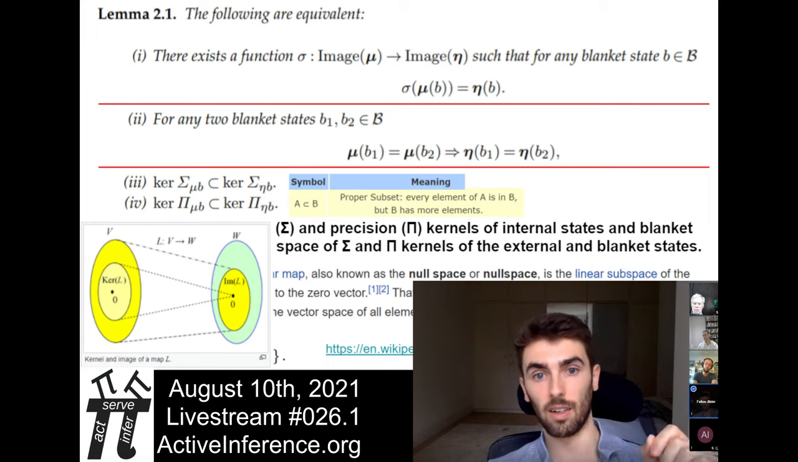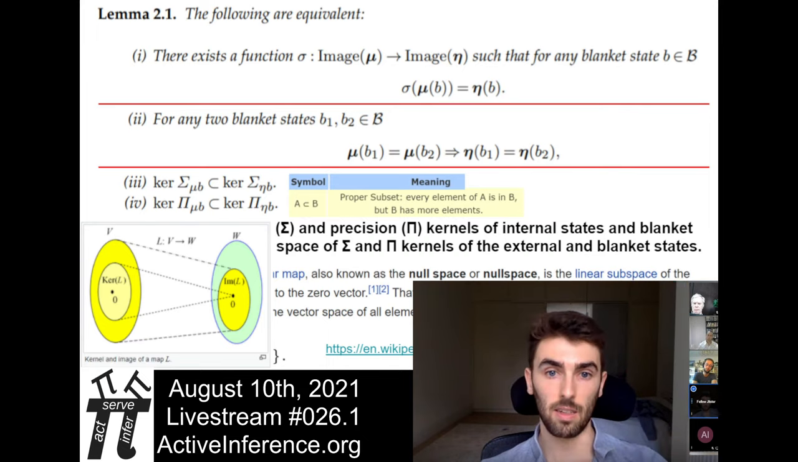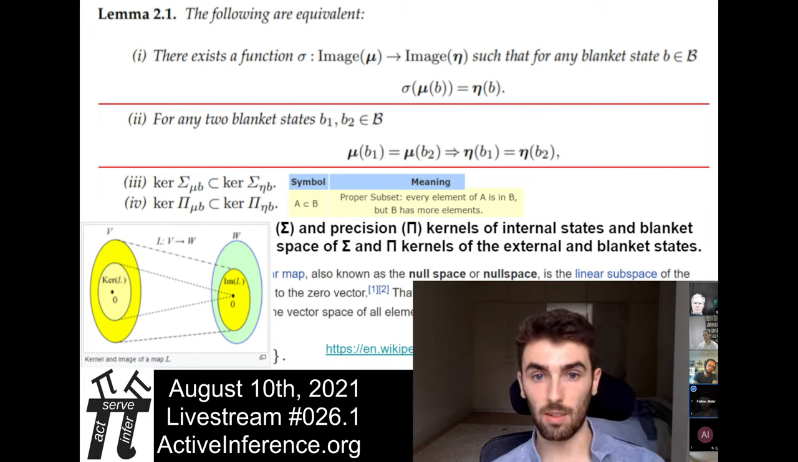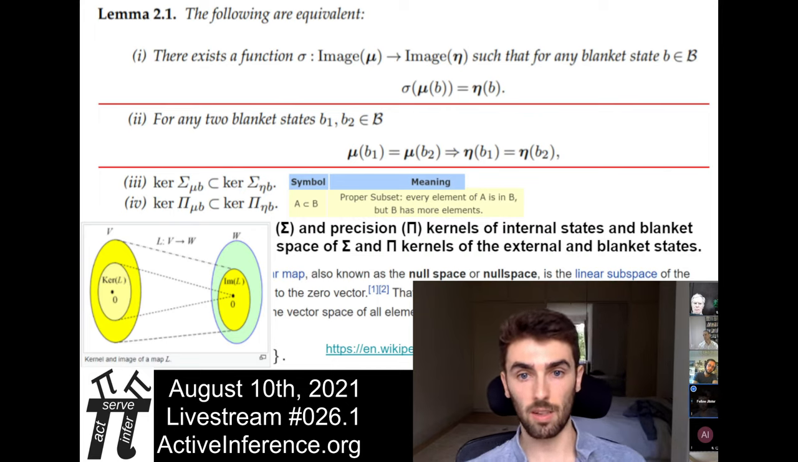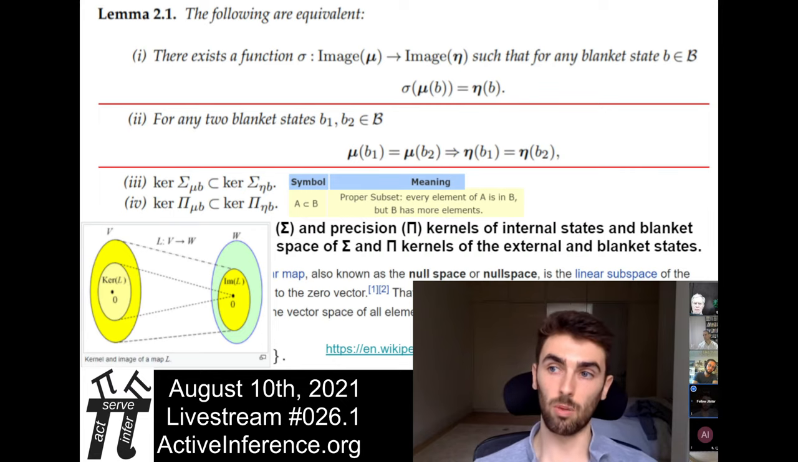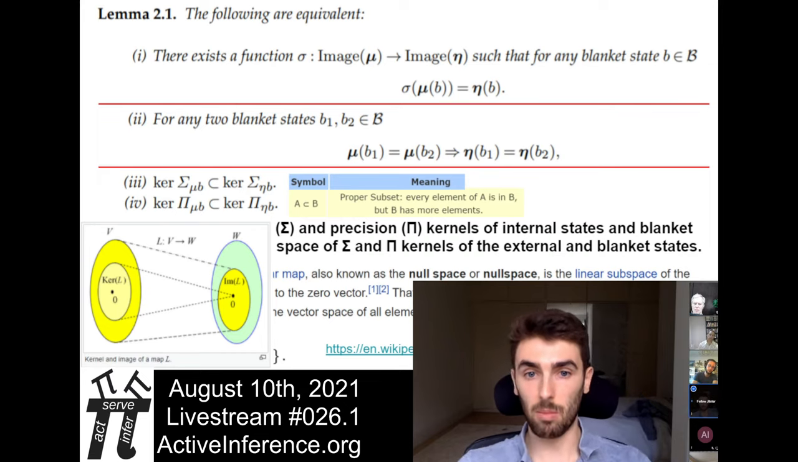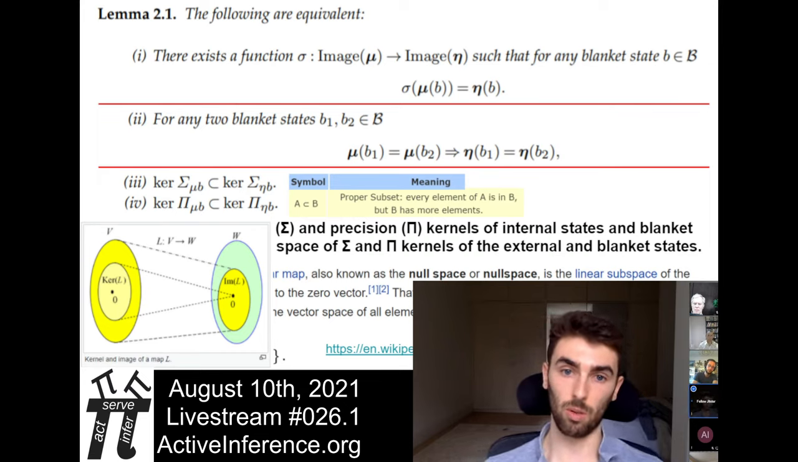So then again, this needs to be thought about in terms of representations. The external world does not need to be modeled at the molecular level. So it's okay, it's a model about the external world. It can be a coarse-grained model of the external world.